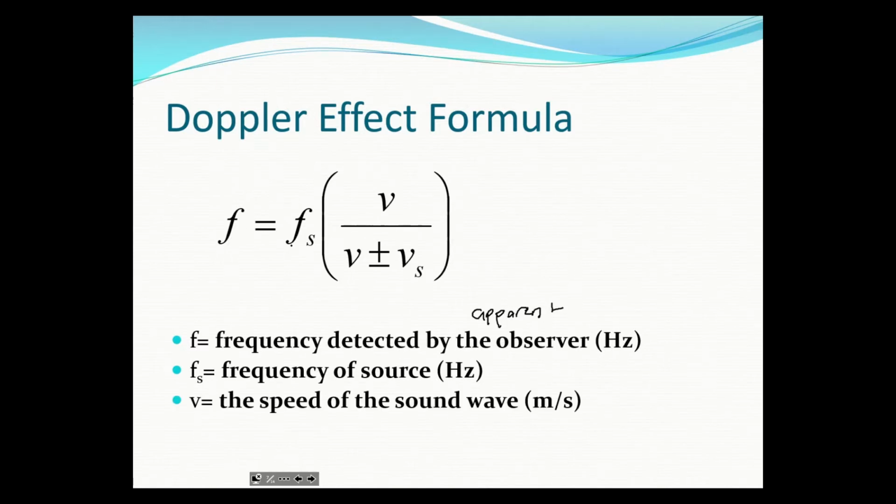And then we have two V's in here. V is the speed of the sound wave, and Vs is the speed of the source. So this would be the speed of the car, and this would be the speed of the wave. Very confusing. And you'll also notice this very lovely plus minus. This is harder to do. I have a way of remembering when to use plus and when to use minus.